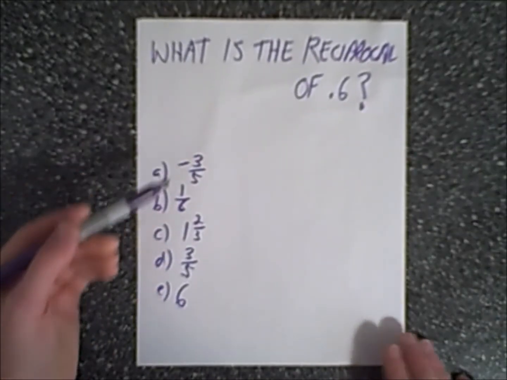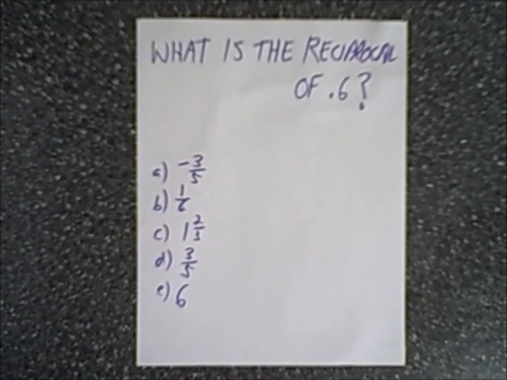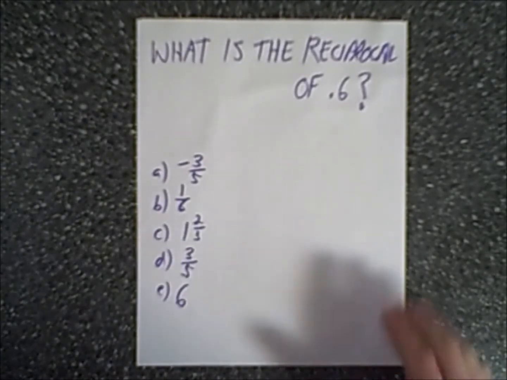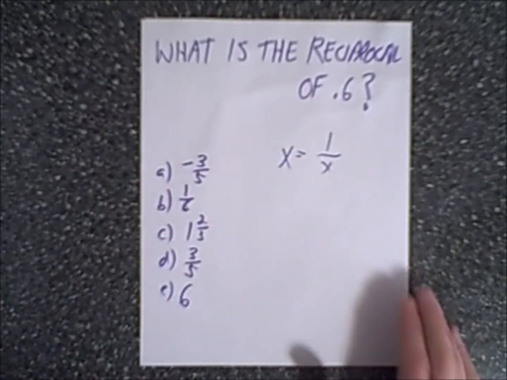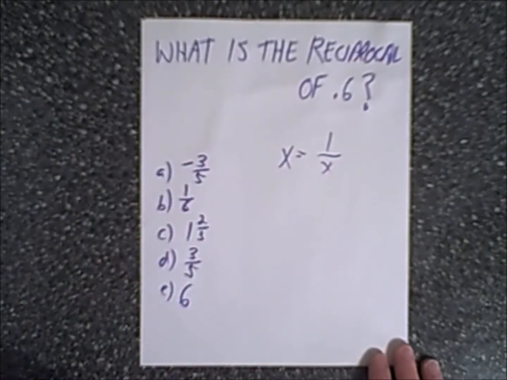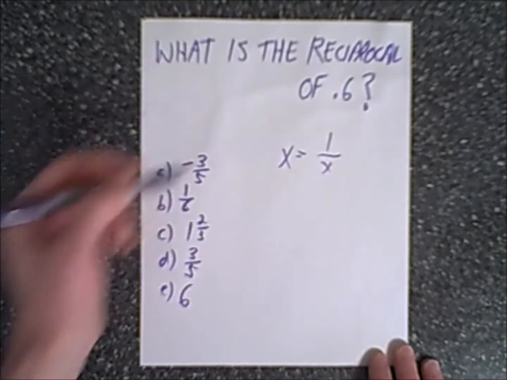What is the reciprocal of 0.6? And notice I specifically use the word reciprocal as opposed to inverse. There is a slight difference between the two, not so much in this question, but in others. But nevertheless, the reciprocal, quite simply, is if you have x, the reciprocal is 1 over x. And of course, when you multiply a number by its reciprocal, you end up with 1.